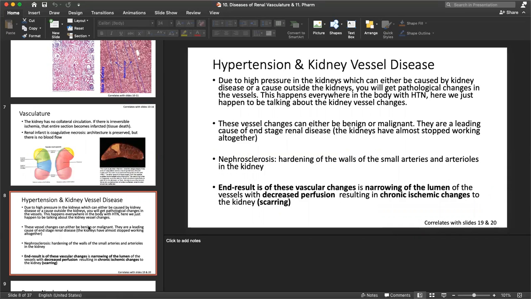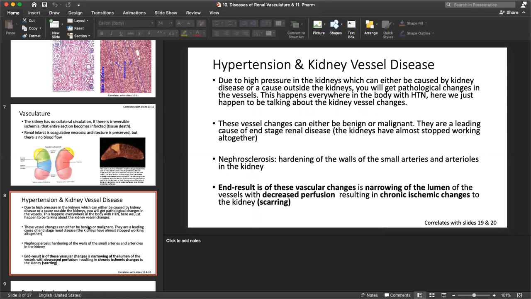Okay, so with hypertension, I think Dr. Yantz calls the kidneys the wimp organs, because they're just really particular. They like their pressure at a certain level. They're going to do everything in their power to preserve themselves. So due to the high pressure in the kidneys, either because of kidney disease or some other cause of hypertension, you're going to get pathological changes in the vessels. It's going to happen everywhere in the body, but we're just talking about the kidneys right now. You've already had neuro, so you know how it can affect the brain and cause those lacunar infarcts.